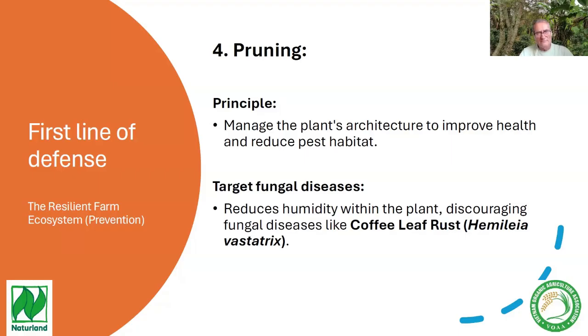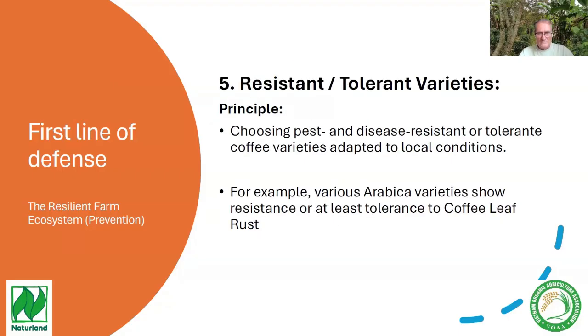So you have to find again the right balance of shade management. Especially when it comes to coffee leaf rust, which is quite an important disease, mainly with Arabica coffee. Yes, we want to reduce humidity levels, and therefore pruning of coffee trees and also shade trees is really important and decisive.